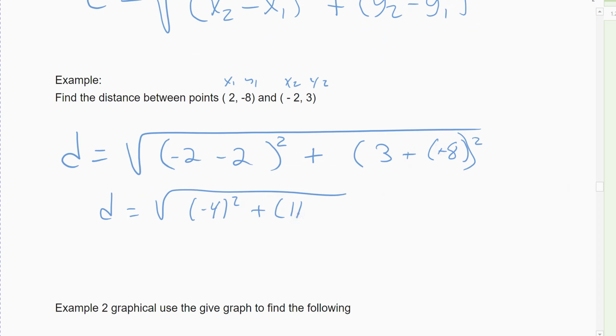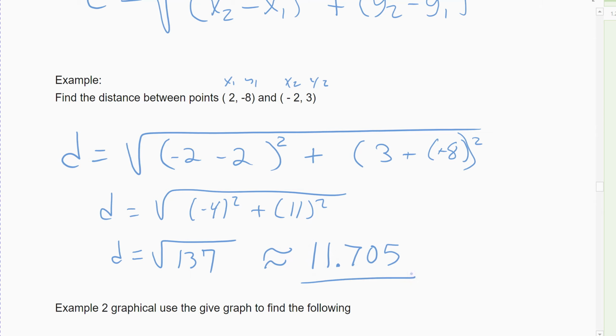So that's 11 squared, right? 8 plus 3 is 11. And then square them out. So 4 squared plus 11 squared is 137. That's exactly what the distance is. And so sometimes we want exact, we might leave it that way. But I'm going to go ahead and plug it into the calculator and find the approximate. So the approximate distance, if I type that out, is an irrational number, 11.705, and I'm just going to round to 3 decimal places.